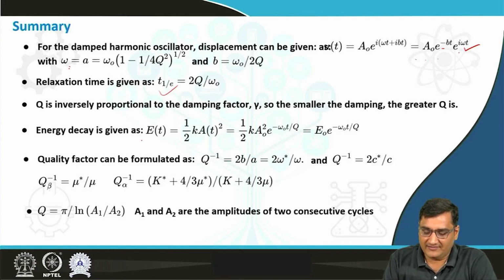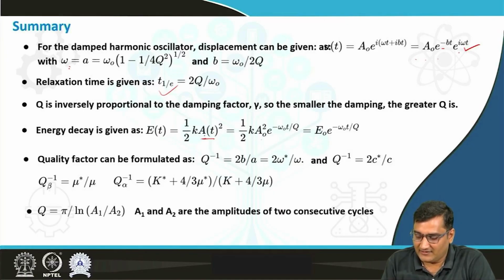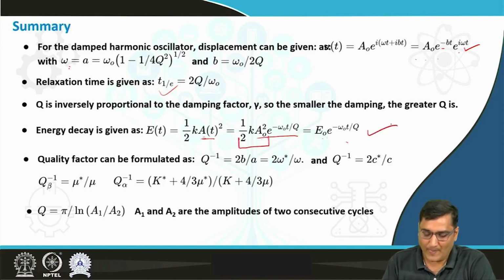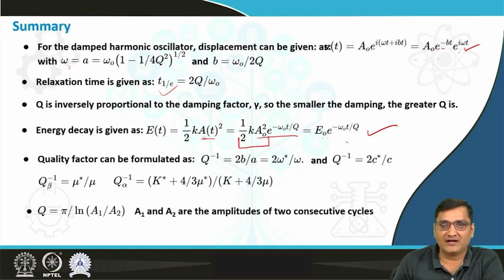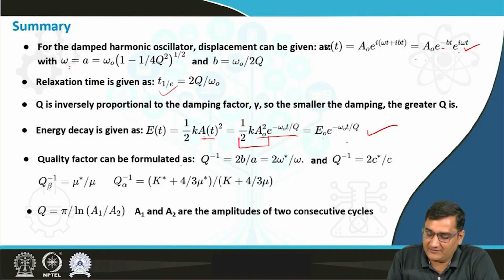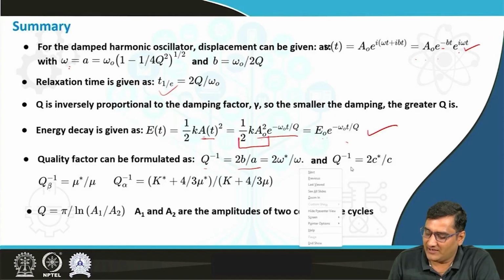The energy decay is given as E(t), that is half kA(t) squared. If we expand A, that is A naught e to the power minus omega t by 2Q, then the A squared term will be like this, and that further equals E naught e to the power minus omega t by Q. If you compare this equation with the amplitude equation, the energy decays twice as fast as the amplitude. The quality factor can be formulated as Q inverse equal to 2b by omega, equal to 2 omega star by omega, and Q inverse equal to 2c star by c, that is in the form of velocity.